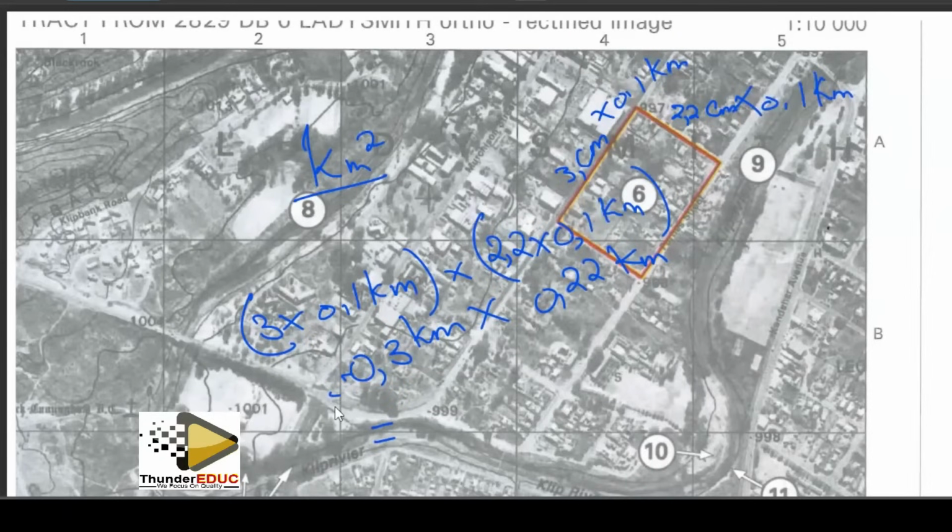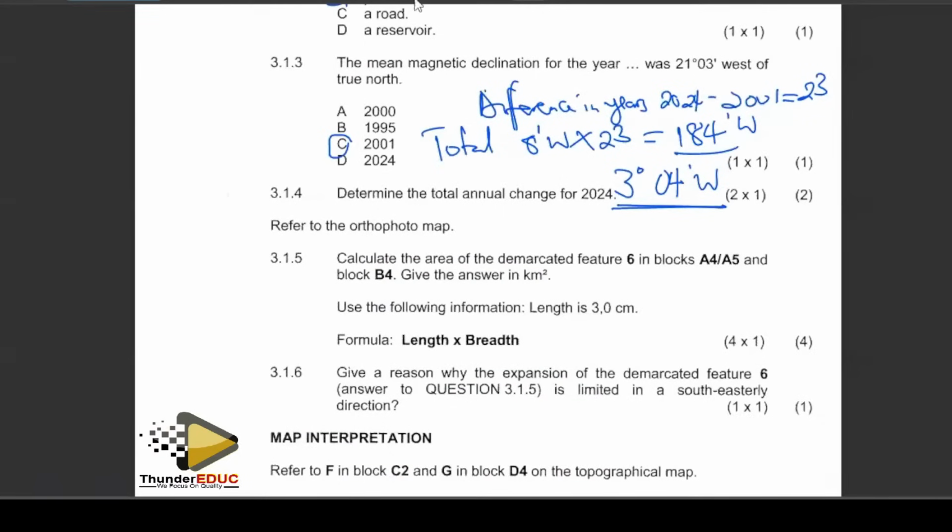So we multiply the two to get our answer in square kilometers. 0.3 times 0.22 is going to give us 0.066 square kilometers as our final response. So the trick is you must measure accurately, convert using the correct scale of the map, and do the accurate calculation. Right.